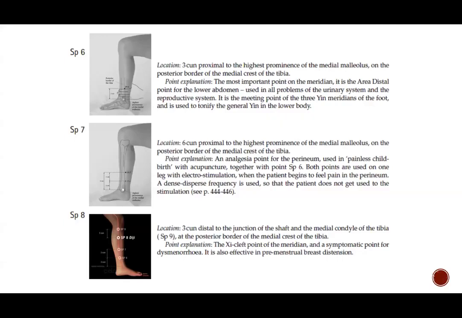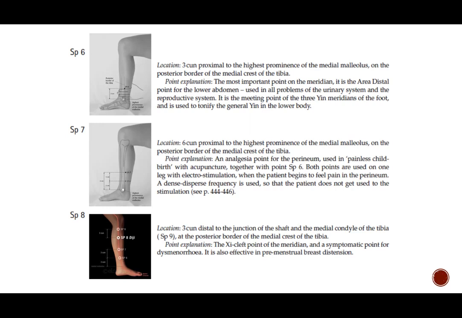Now we have Spleen-6, which is located 3 cun proximal to the highest prominence of the medial malleolus, on the posterior border of the medial crest of the tibia. Point explanation: the most important point on the meridian. It is the distal point for the lower abdomen, used in all problems of the urinary system and the reproductive system. It is the meeting point of the 3 yin meridians of the foot and is used to tonify the general yin in the lower body.